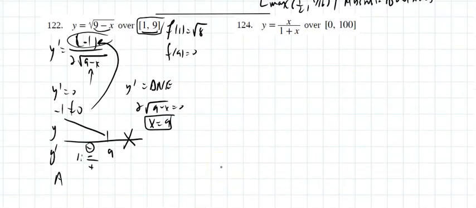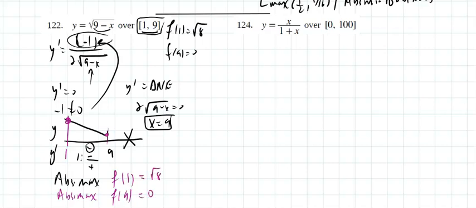One, you know the absolute maximum, since they're cutting that off at 1 and 9, and this is decreasing, the absolute maximum is for sure f of 1. So it's always decreasing. This is the highest point. And the lowest point, obviously, I don't need any work on that. It's f of 9, because this doesn't have any local maximum. So we know f of 1 is radical 8. That's the absolute maximum, and that's the absolute minimum.